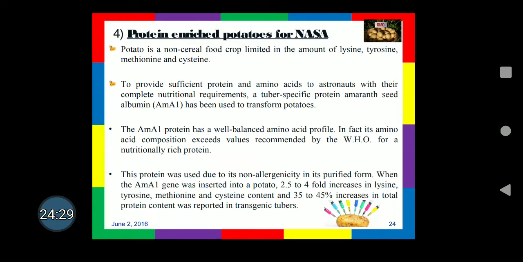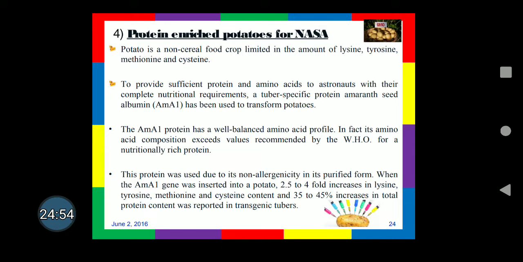Protein enriched potatoes for NASA. Potato is a non-cereal food crop limited in the amount of lysine, tyrosine, methionine and cysteine to provide sufficient protein and amino acids to astronauts with their complete nutritional requirements. A tuber-specific protein, amaranth seed albumin, is introduced to transform the potatoes.